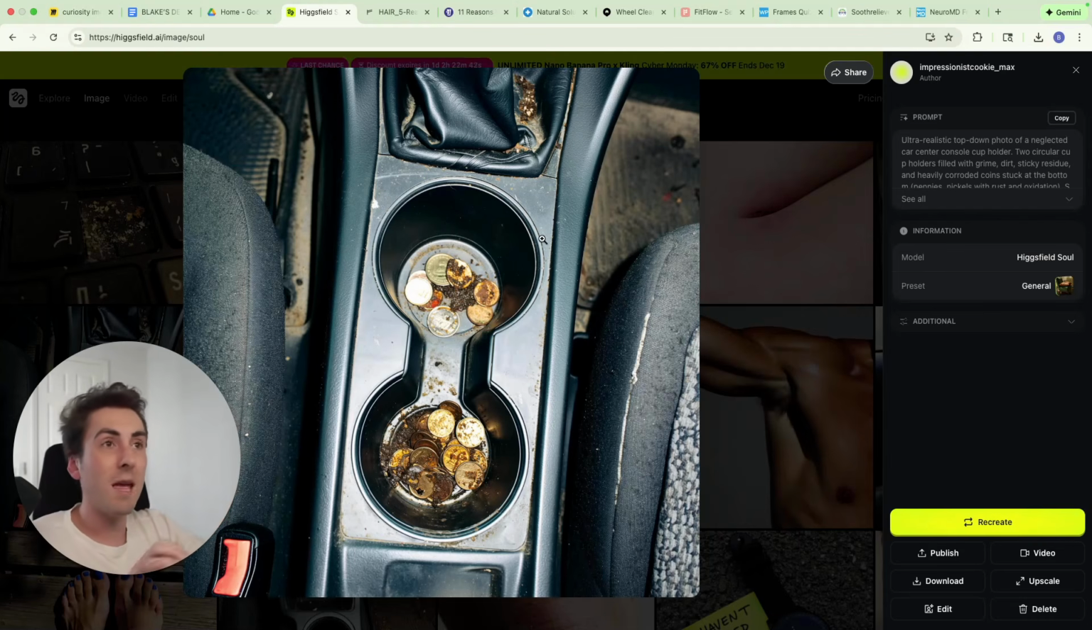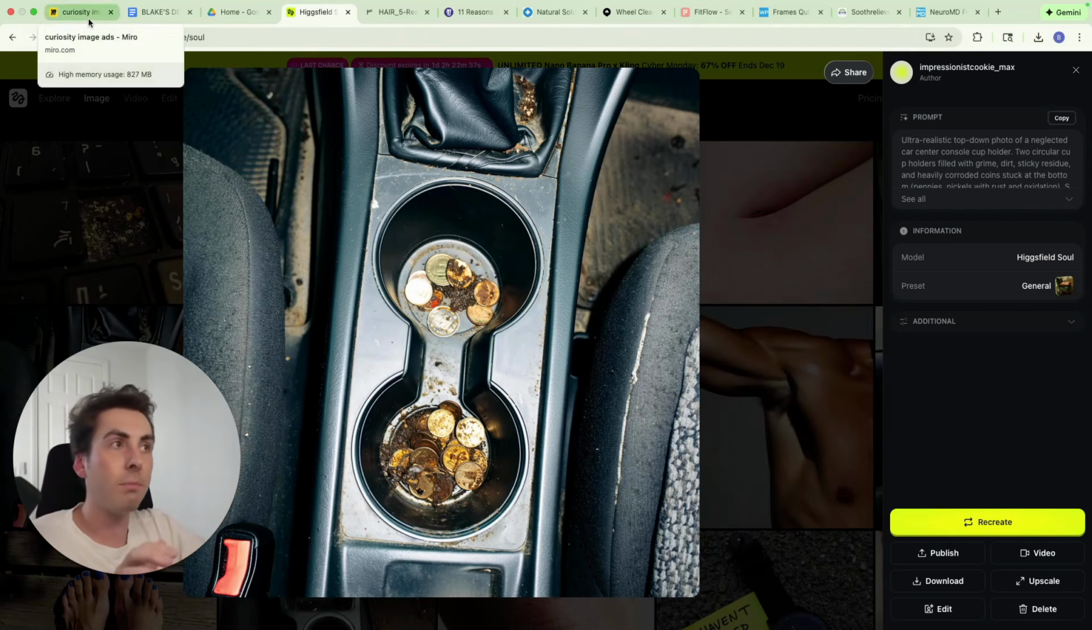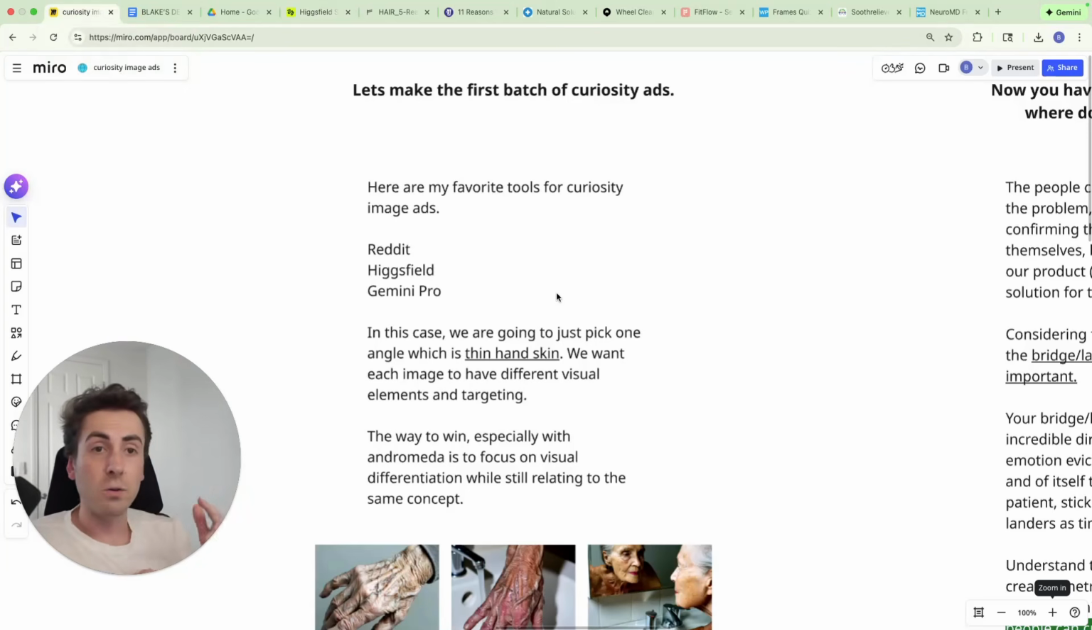But Higgsfield is amazing. This is an AI generated creative. I also use ChatGPT, etc., to prompt Higgsfield. Now, Higgsfield's great. Gemini Pro is amazing as well. Now, in this case, we're going to just pick one angle, right? We can use all of these tools, but let's just start with thin hand skin.